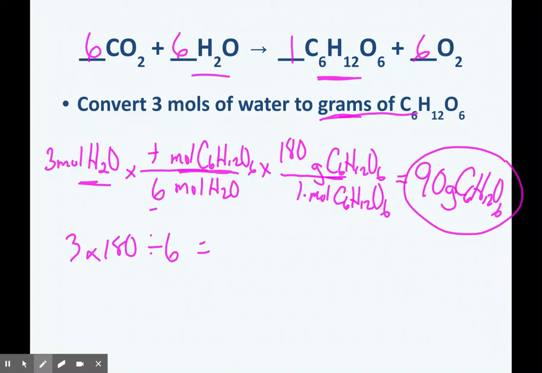So this was a 2-step. Anything that's going to start with a mole and end with grams of something else, or start with grams of something and end with moles of something else, will have 2 steps in it. The mole to mole had 1.